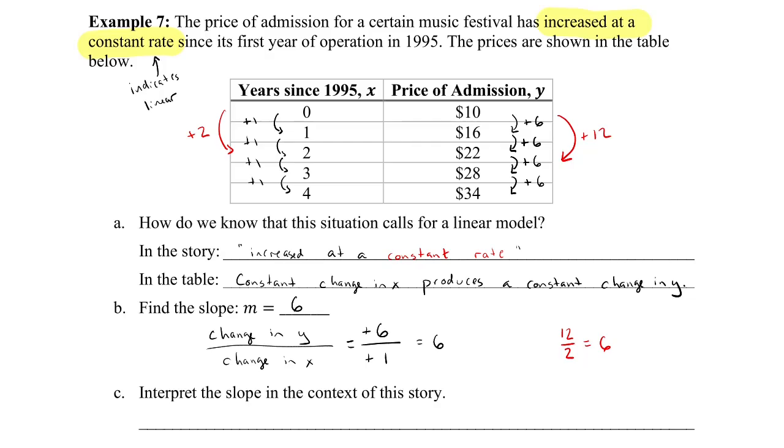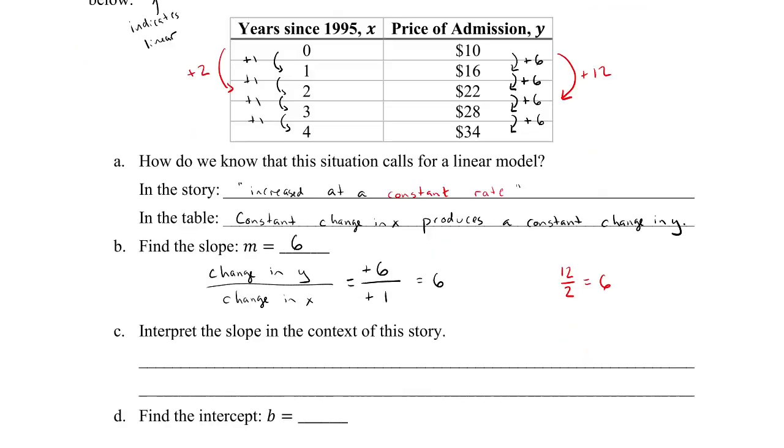Okay, now we interpret the slope in the context of the story. So the output is the price of admission. So the price of admission has increased at a rate of, so the slope is 6. And then we have the units of the price of admission, which is in dollars. Dollars per. And then we have the units of the input, year. Right, x is in years. The price of admission has increased at a rate of $6 per year.